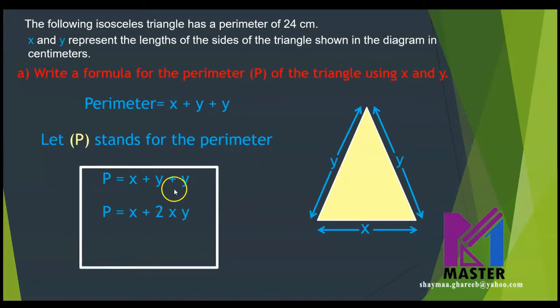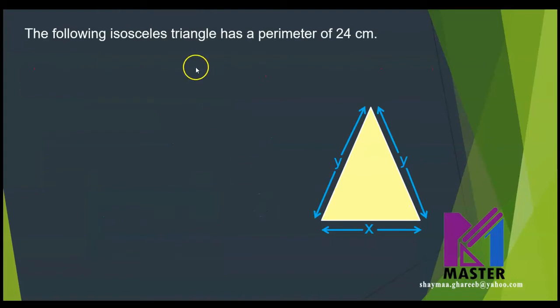As we said before, Y plus Y could be written as 2 times Y. So the perimeter could be written as X plus 2 times Y, or X plus 2Y, as we said before, 2 times Y could be written as 2Y. So these three ways are correct. And the best one to use addition when you write formula. Okay? Thank you. Let's go to the next example.